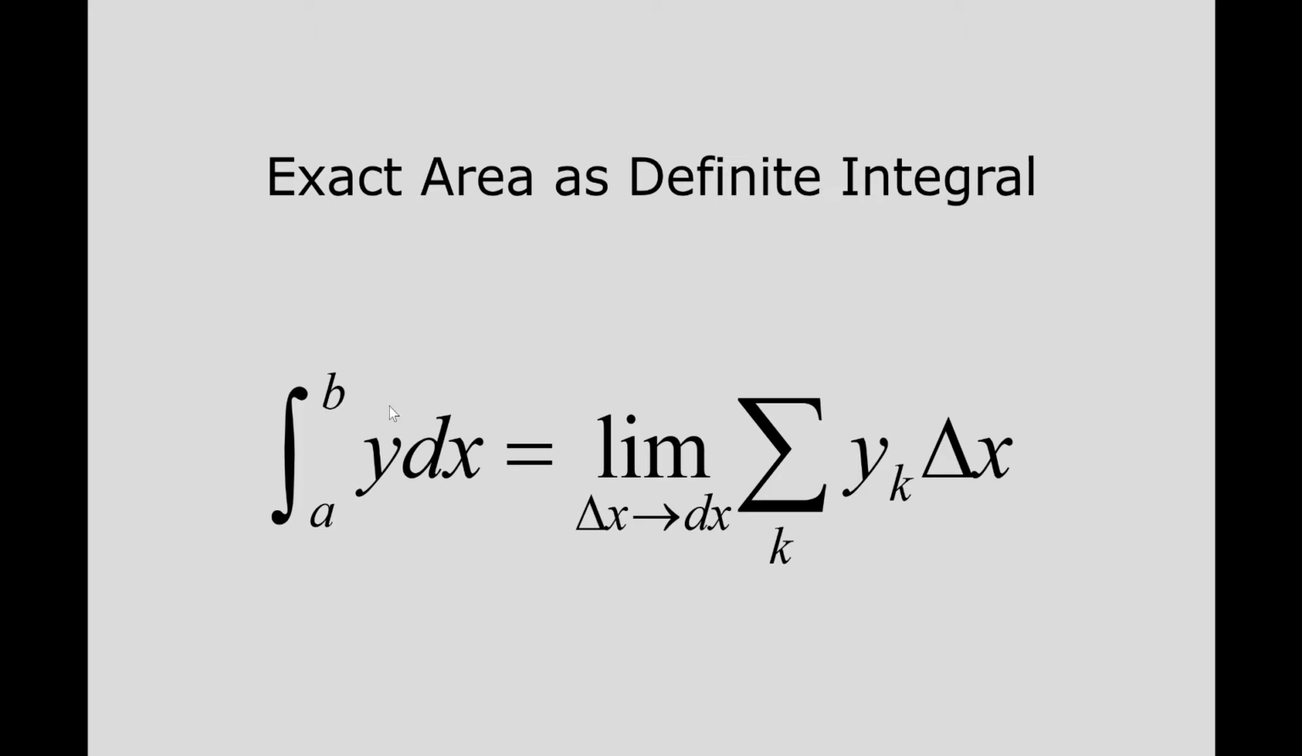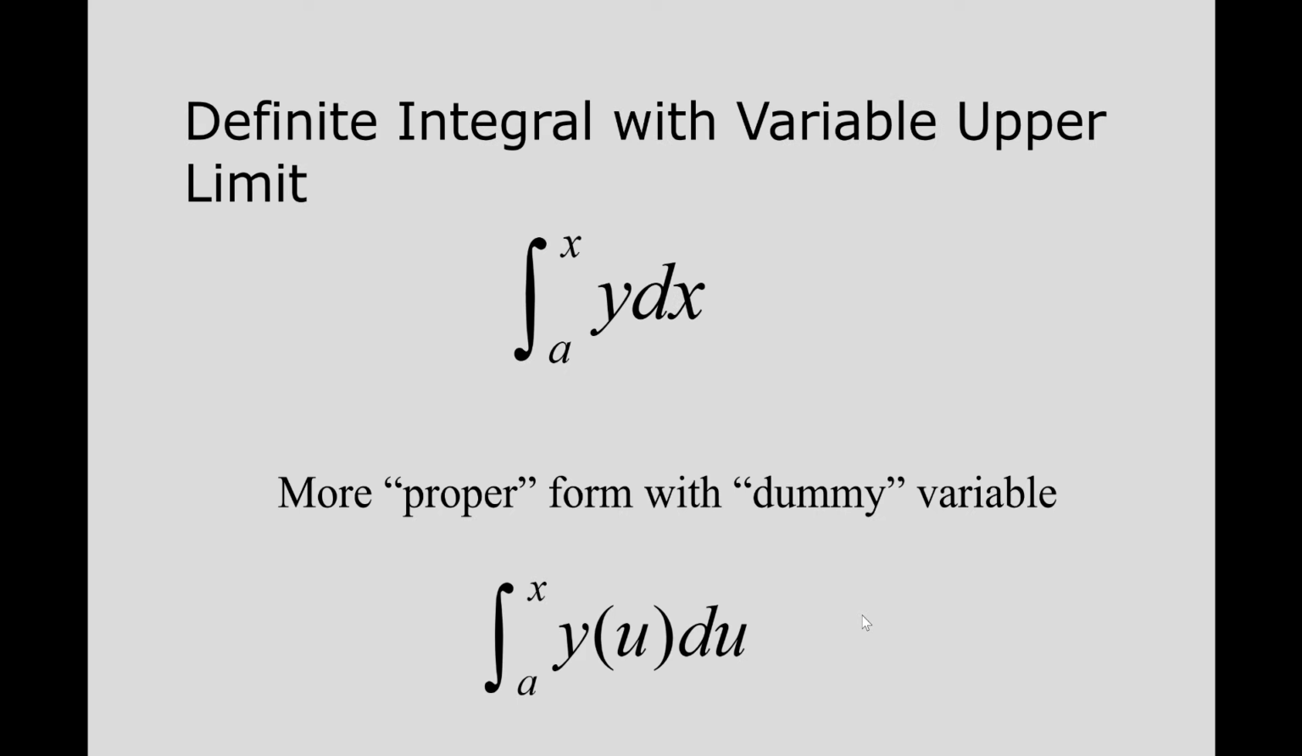So this one is just a definition. The integral from a to b of f of x, or y, dx equals the summation, sigma, yk times delta x. Yk means the different heights of the rectangles, and delta x is the interval width. Since we take the limit, delta x goes to dx, so we can find the area under the curve. And then the definite integral with a variable upper limit: the integral from a to x of y dx. And in a more proper form, with a dummy variable, we can use the integral from a to x of y of u du.